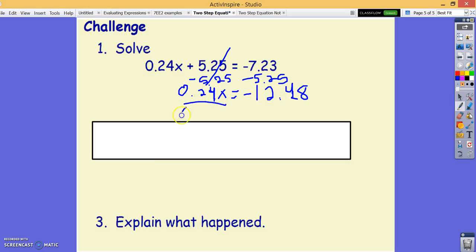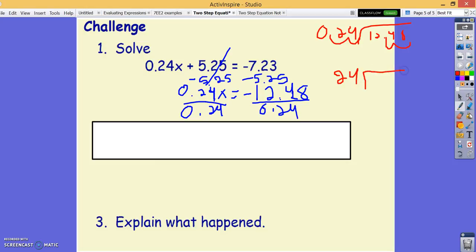Now I'm going to divide both sides by 0.24. When I do that, I don't expect anyone to know that in their head, so you're going to have to set up a long division problem on the side. First number in the house, so 12.48. Second number outside of the house, which is 0.24. Anytime that we divide decimals, we need to have a whole number on the outside. So we are going to have to bump the decimal over twice and twice. So my new number on the outside is 24. My number on the inside is 1,248.